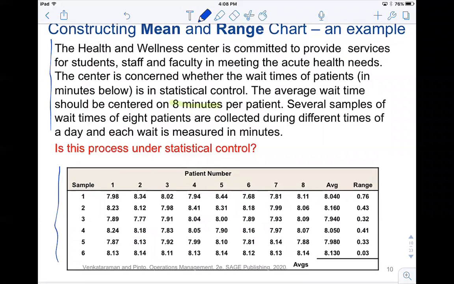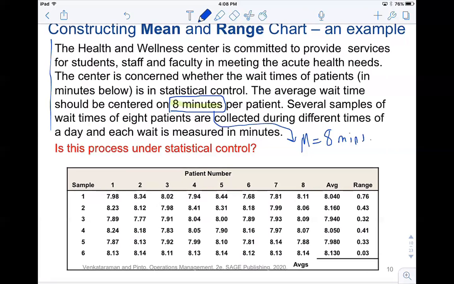So what you are given here in the problem description is an expected or average wait time that you should encounter in real life. So we call this mu or mean, right? We are going to say that, hey, the expected wait time in this center is around 8 minutes. And what they did, they collected further samples to prove whether their process is in statistical process control or not.